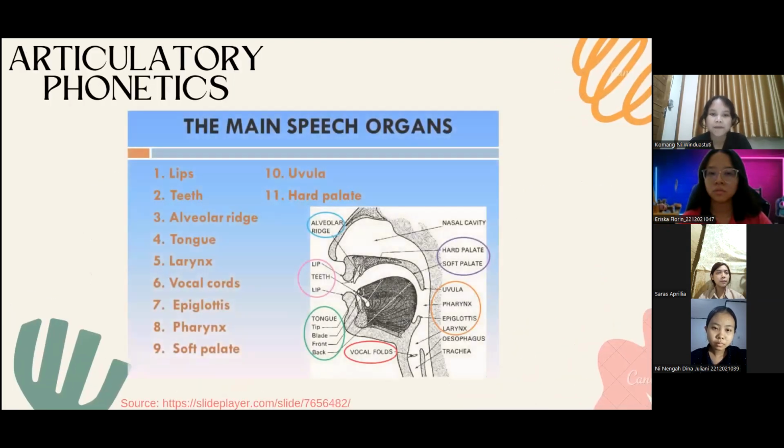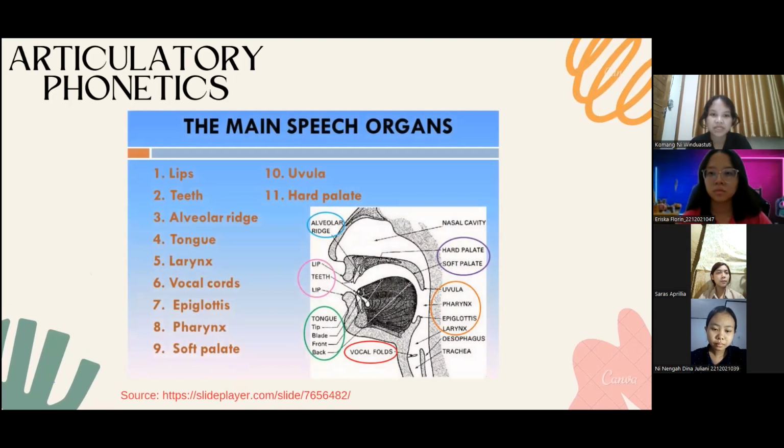So, as you can see in the picture, when we produce sounds, we need our main speech organs. They are lips, teeth, alveolar ridge, tongue, larynx, vocal cords, epiglottis, pharynx, soft palate, uvula, and hard palate. Well, that's all my explanation. The next material will be explained by my friend Eriska.